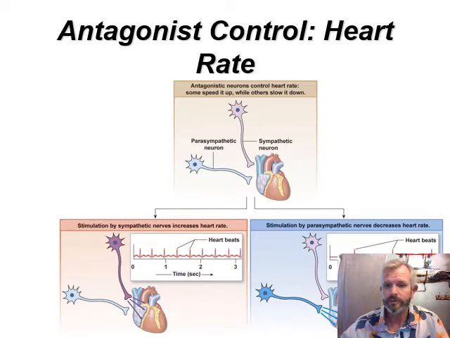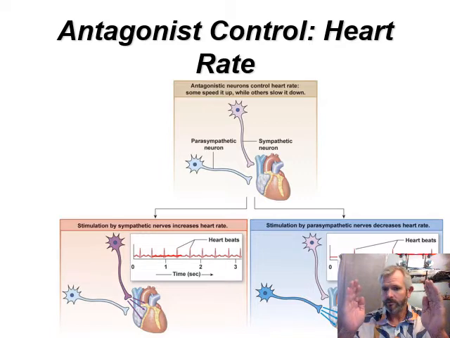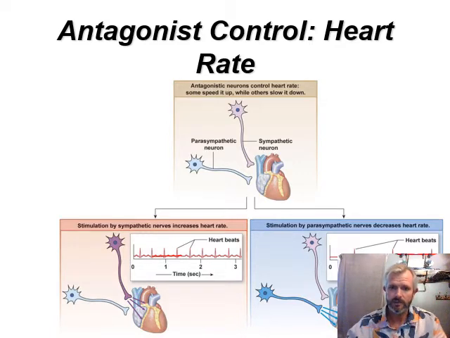All right, so here's just a visual. Here's what we're talking about with the heart muscles. Okay, and this is antagonistic. When the sympathetic is active, the parasympathetic is amped down, and heart rate is fairly quick. And you see when the parasympathetic is activated and the sympathetic is dampened down, the distance between beats is stretched out, so the heart rate is decreased. So this is antagonistic control.